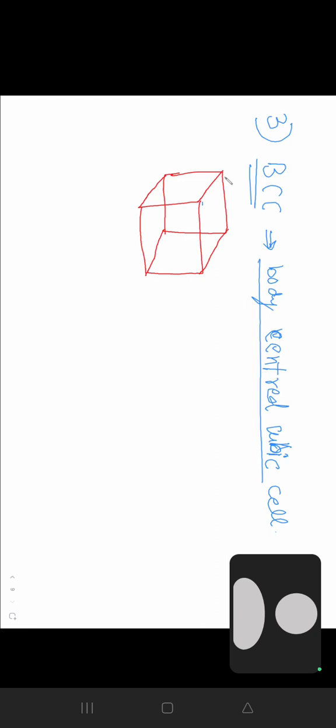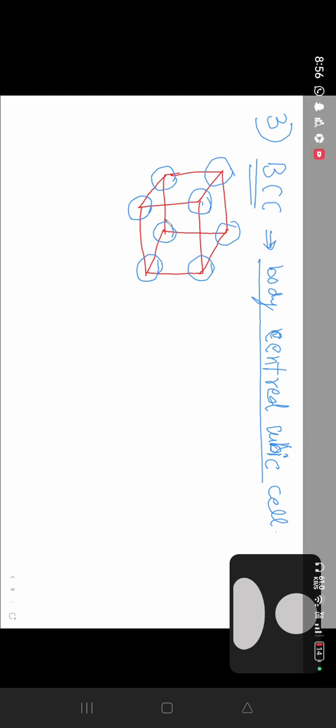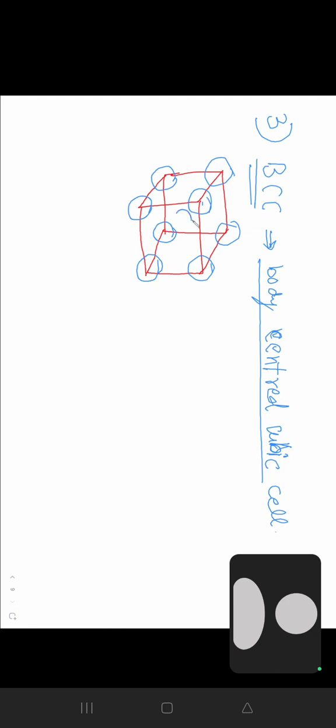Now in case of body centered cubic cell, there are atoms at the corner. Who will tell what will be there? At the center of the cube one atom is there. That is body centered cube.